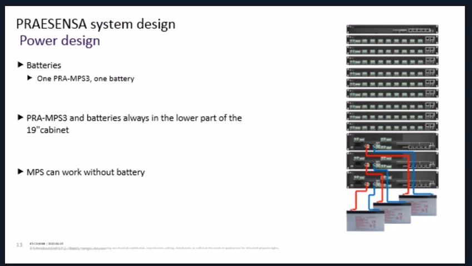If you are doing a rack with PRAESENSA, this is how it will look like. So the controller and an amplifier comes. Here we have 3 amplifiers, as you see. That means we have to have at least 3 MPS units. And we always advise you to install MPS3 units in the lower part of the cabinet. And then finally, the batteries connected to MPS units, one for each.